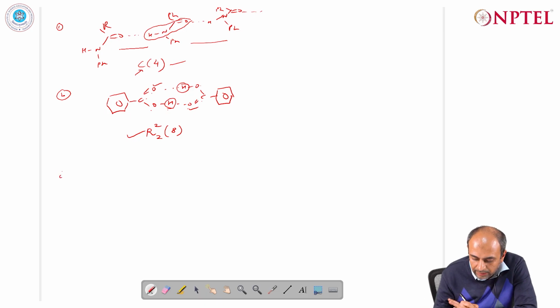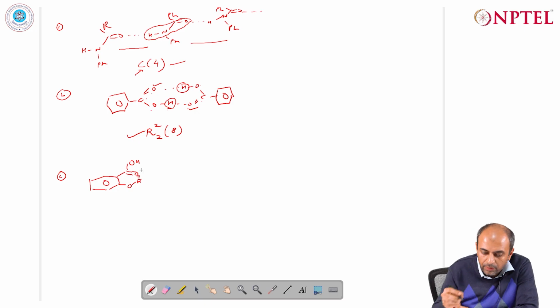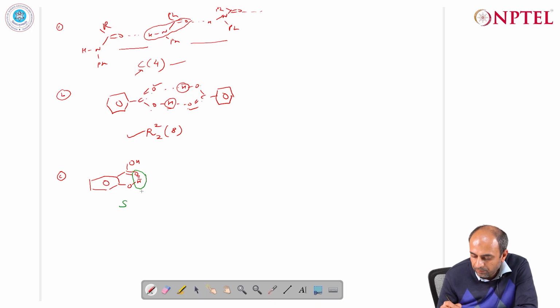We can consider the case of an intramolecular hydrogen bond. For example, we can take ortho-hydroxybenzoic acid, where we have this intramolecular hydrogen bond present. So it's a self cyclic motif, an intramolecular hydrogen bonded system, and the number of atoms present in this descriptor are 1, 2, 3, 4, 5, 6.